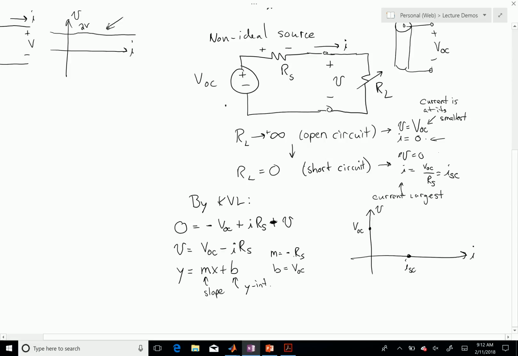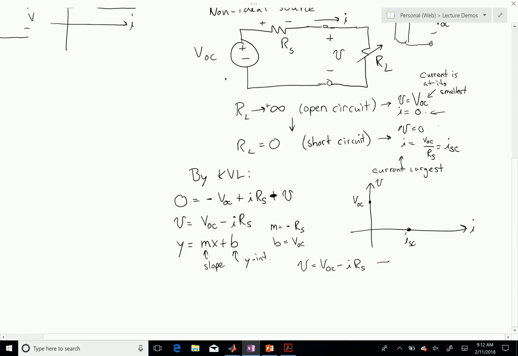So a couple of things are important about this line. If V equals VOC minus I times RS, when I equals 0, V equals VOC, just like our circuit analysis led us to believe previously. Now what happens if V equals 0? In other words, I put a short circuit across this thing. If that's the case, I get 0 equals VOC minus I times RS, where that I must end up being VOC divided by RS. Notice that this is the same thing we defined as the short circuit current above.